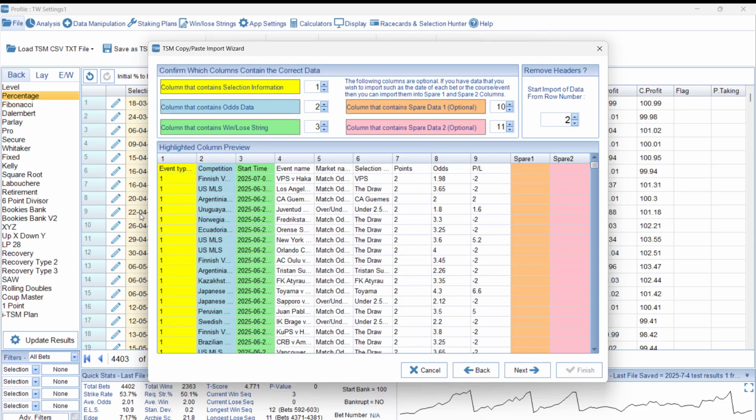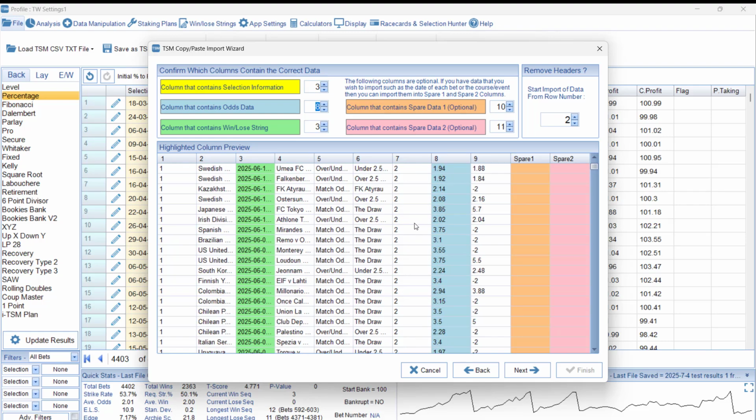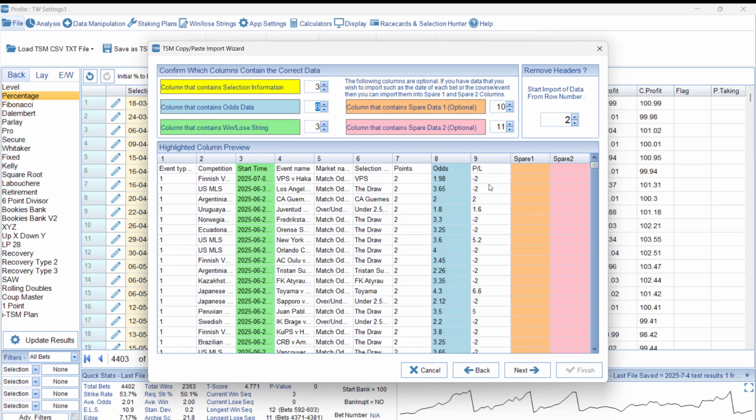So we need selection information. I'm going to choose the start time, which is column 3. Odds data, that's column 8, no problem. But win-lose string, how do we know if it's a win or a loss? Well, this tipster bets 2 points on every bet. So if it loses, it's going to have -2. So I'm going to use this PL column, the profit loss column, as my win-lose string.